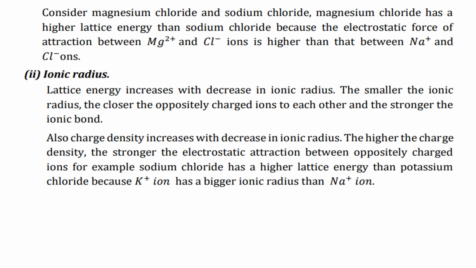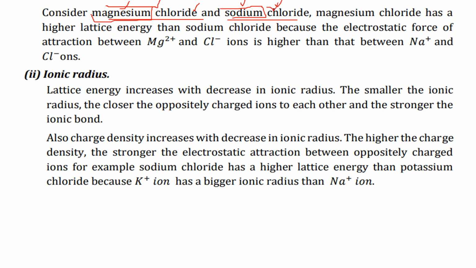For an example, we are going to consider magnesium chloride and sodium chloride. Notice that in magnesium chloride and sodium chloride, the anions are the same, but the cations, magnesium and sodium, vary. The charge on the sodium ion is positive 1. The charge on the magnesium ion in magnesium chloride is positive 2. So we expect lattice energy to be greater in magnesium chloride as compared to sodium chloride.